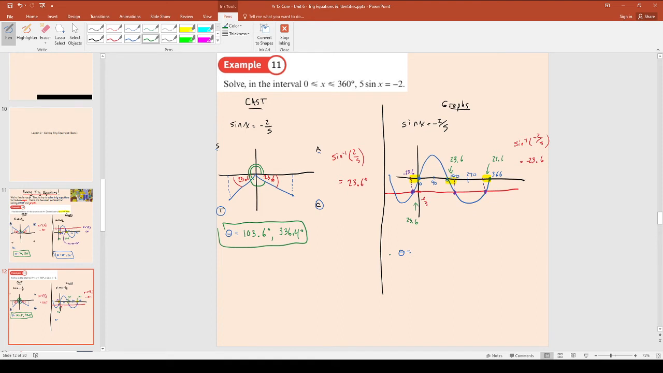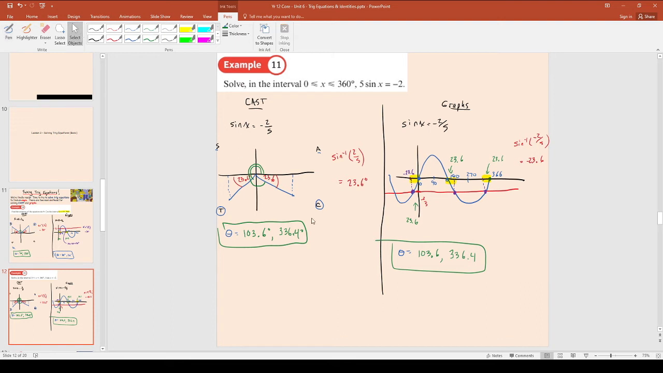It's going to be 180 plus the 23.6, which is going to be 203.6. And the second one here is going to be 360 less 23.6, which is 336.4. And there you have it. You can see it in both ways.